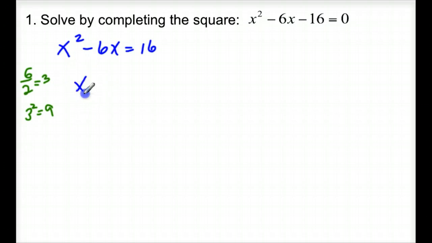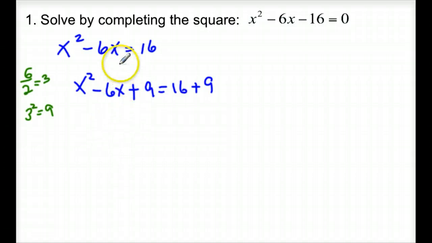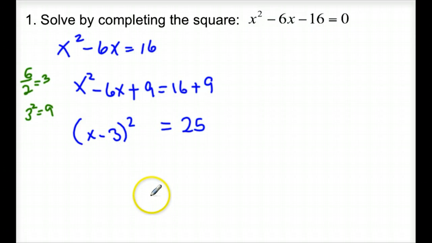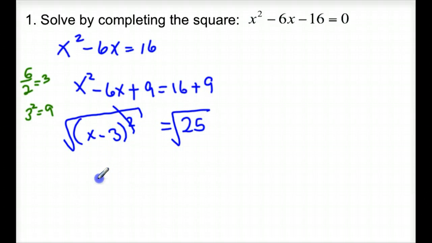So I'm left with x squared minus 6x plus 9 is equal to 16 plus 9. Perfect. Now let's simplify these. I know 16 plus 9 is 25, and I know this is a perfect square where I'm going to get x minus 3 squared. Are we good? Now to get rid of the square, I take the square root of both sides. These cancel. You're left with x minus 3 is equal to plus or minus 5. Remember, when you take the square root, you get two answers. Now let's solve. Add 3 on both sides.